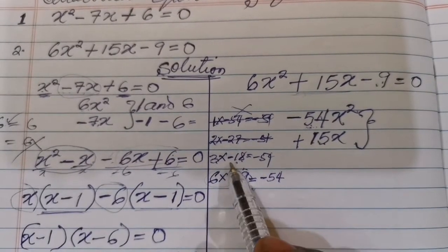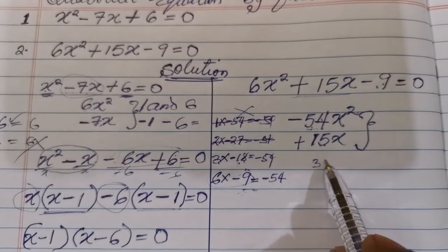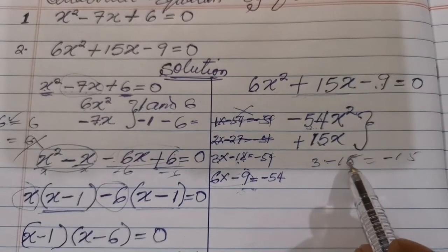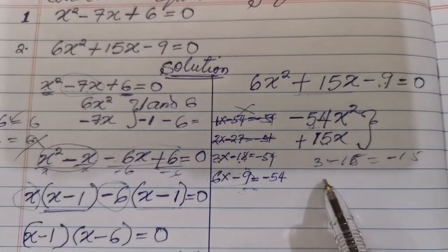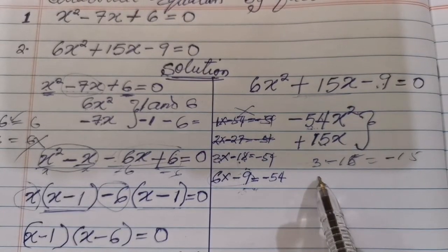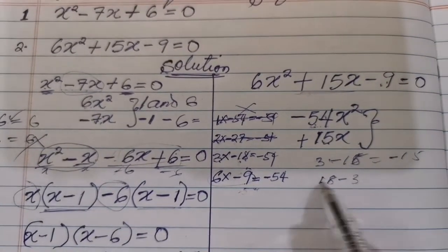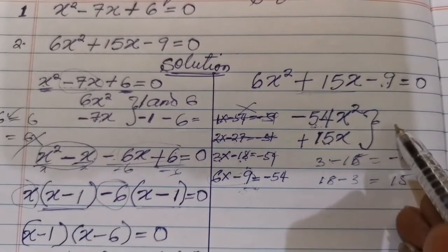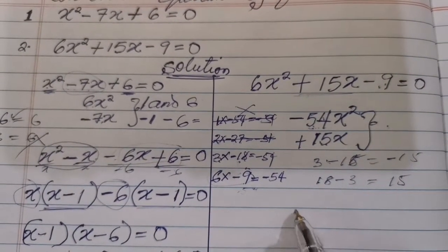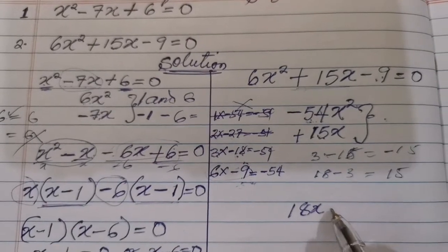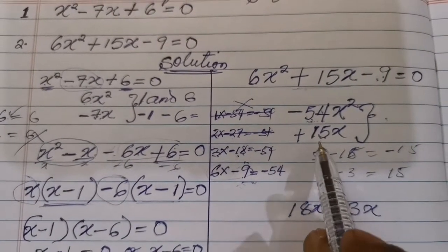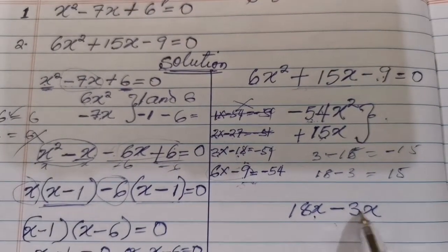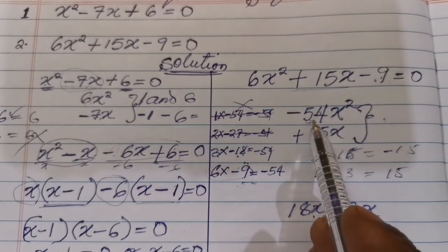If I have 3 and minus 18, that gives minus 15. No. So let me say minus 3 and 18: 18 minus 3 gives us 15. So what I'm having here is 18x and minus 3x, which gives plus 15x, and 18x times minus 3x gives minus 54x squared. So we go with this.